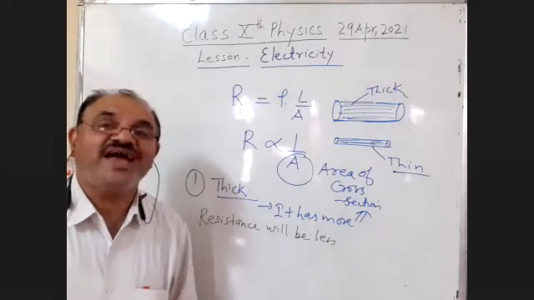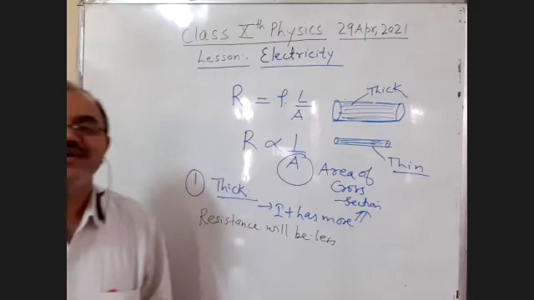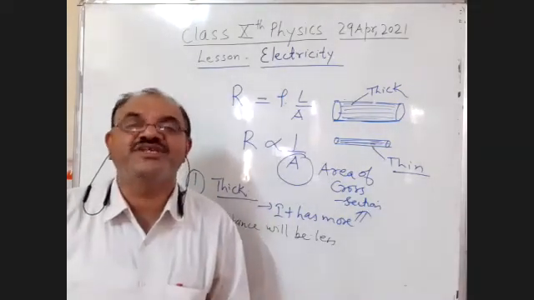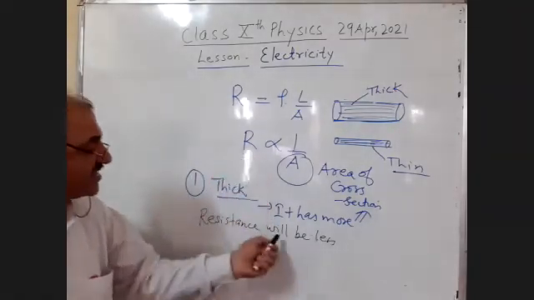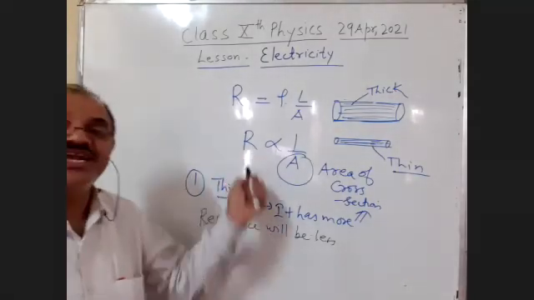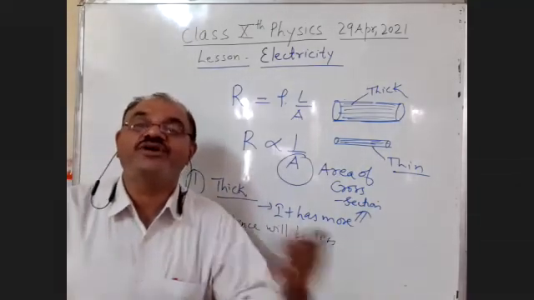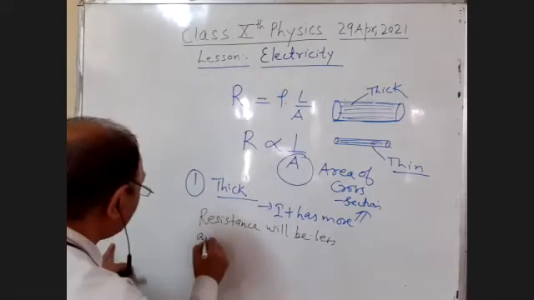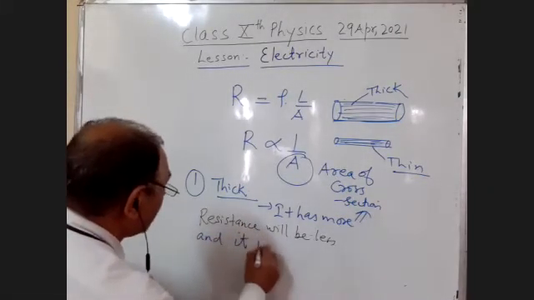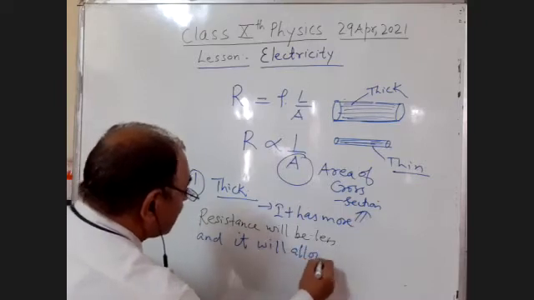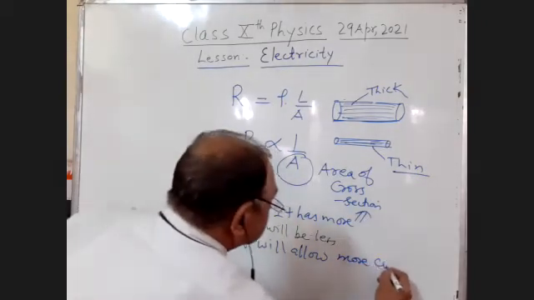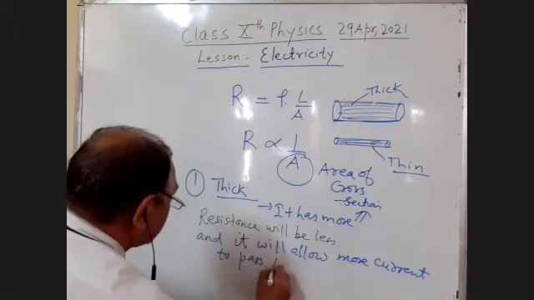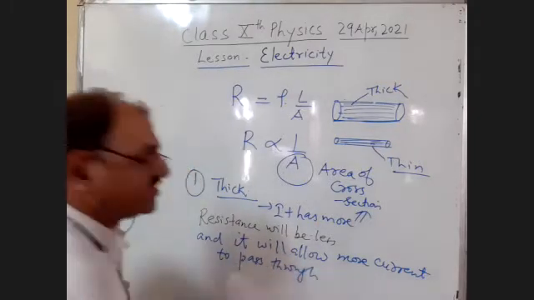Now, further to that, once the resistance is less: resistance means to oppose the current. Now, students, if the value of the resistance is less, it means it will allow more current to pass through. Is it clear, students?